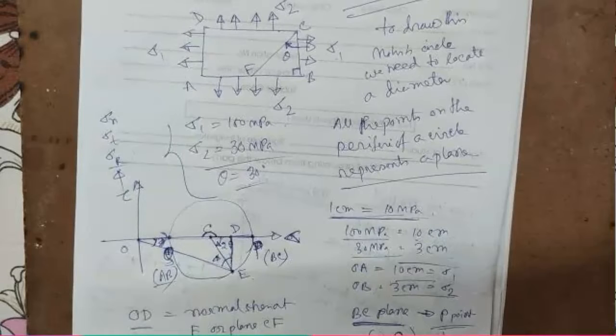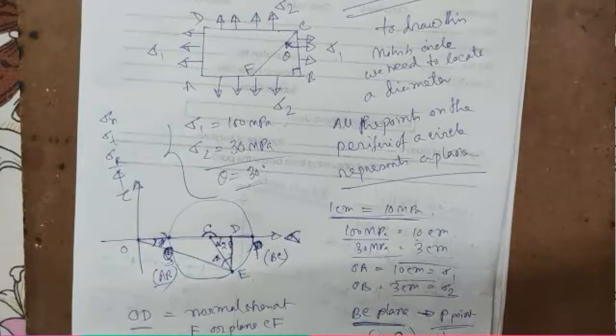Point number 1, every point on the periphery of the circle will represent a plane in the cross section. The second point is that planes making theta angle in the cross section or in the original image will make 2 theta angle on the Mohr circle. So if there are two planes making theta angle in the original diagram, in the Mohr circle they will make 2 theta angle. These are the 2 points you need to remember.